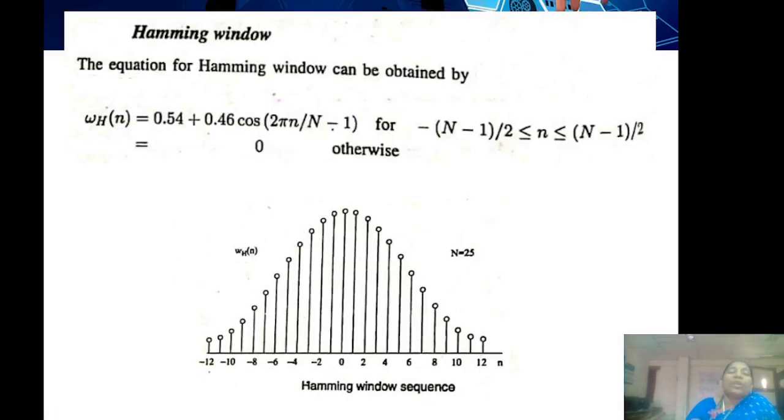Then the Hamming window is defined as w_H(n) = 0.54 + 0.46 cos(2πn/(N−1)) for n varying between −(N−1)/2 to +(N−1)/2. If you substitute the N value as 25, then the limit is minus 12 to plus 12. So that is how the Hamming window sequence is drawn here, from minus 12 to plus 12.